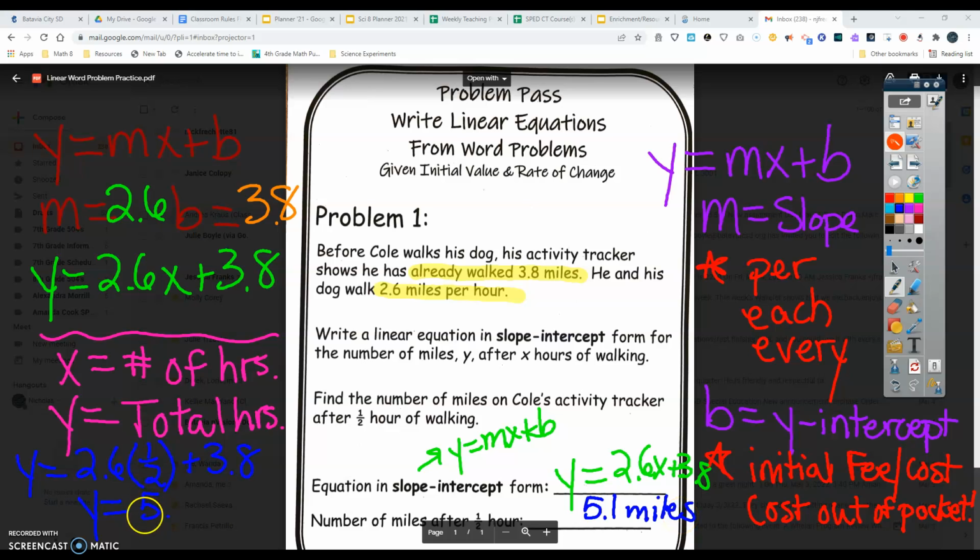Okay, word problems aren't so bad, but yes, you do have to show your work and you need to think through the problem. So this is linear equation word problems in a nutshell and in 5 minutes or less.